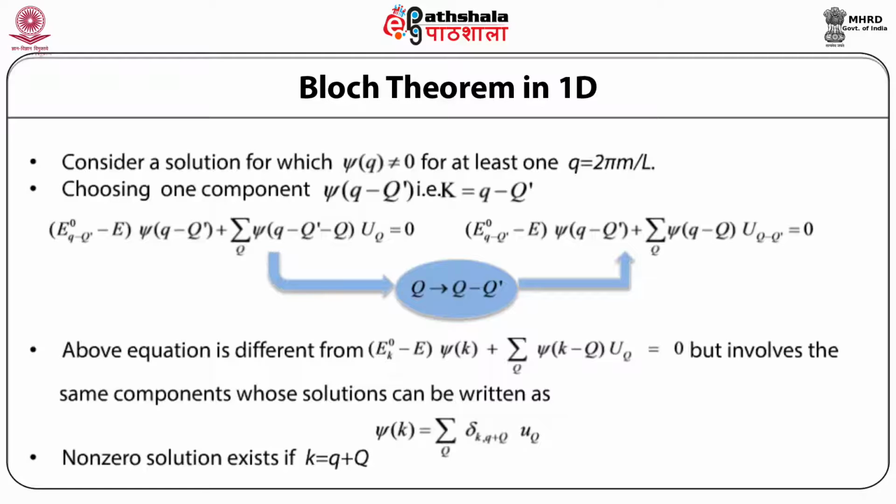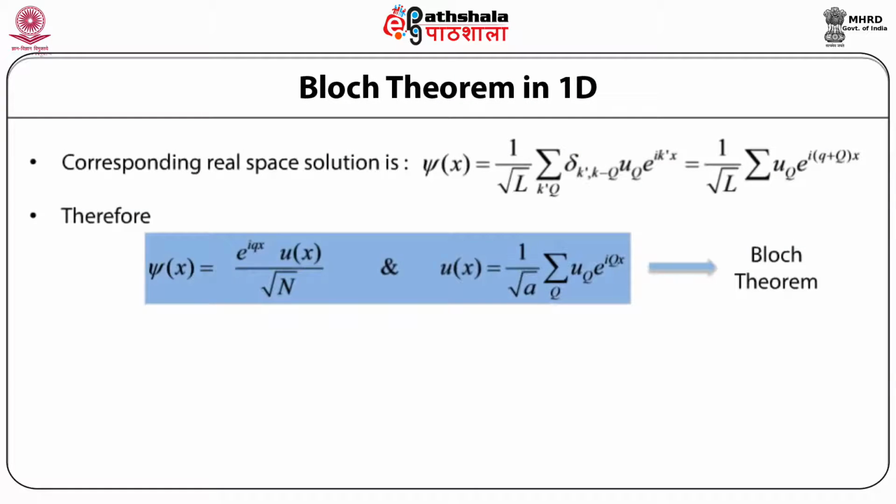The solution of this equation, that is the Schrödinger equation in Fourier space, can be written in the form phi k is equal to summation over q delta k comma small q plus capital Q into uq. Hence, a non-zero solution exists if k is equal to small q plus capital Q, that is k and q are connected by a reciprocal lattice vector capital Q.